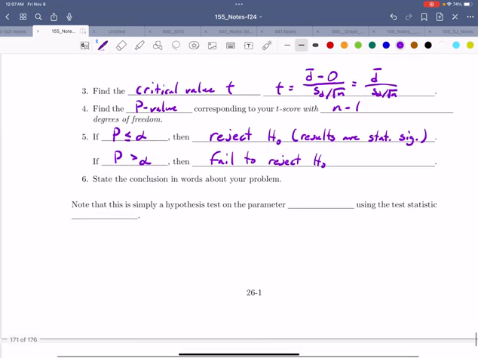Now again, note that this is a hypothesis test on the parameter, I guess we could say mu1. Well, you could say it's sort of a mu1 minus mu2, but really we're using the test statistic D bar.